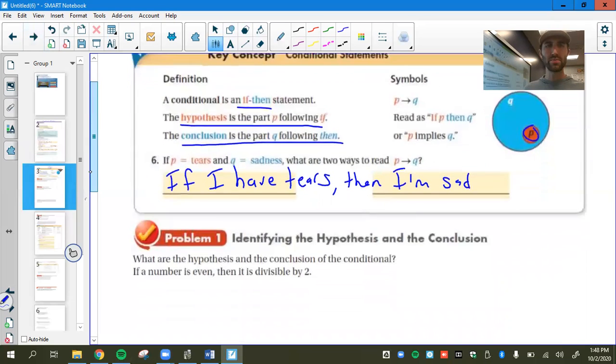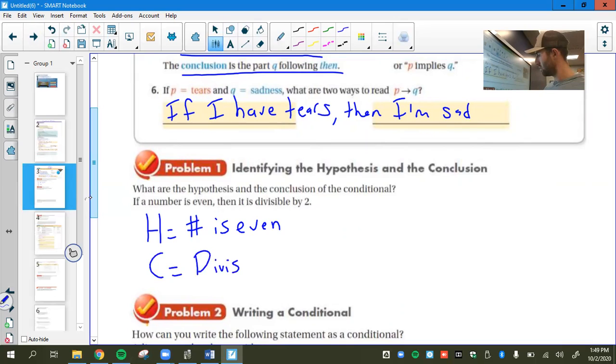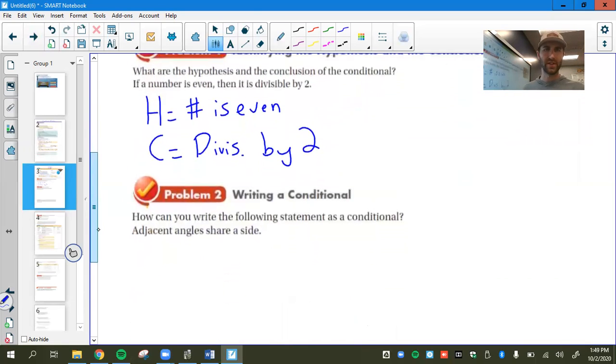So let's try this problem. Let's just break it up. Let's talk about the hypothesis and the conclusion, right? If a number is even, then it is divisible by 2. What's the hypothesis? What's the conclusion? Well, the number is even. That's the hypothesis. The conclusion, it's divisible by 2. Perfect.